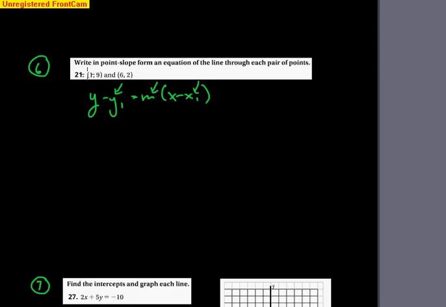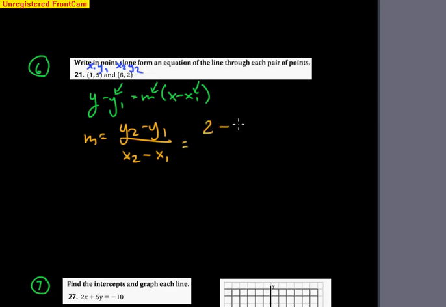Well, look at what you're given. You're given 2 points, 2 sets of x and y's. So I can use one of them for x1, y1. But what about the m? Well, if they give you 2 points, find the slope. The slope is y2 minus y1 over x2 minus x1. Label your points x1, y1, x2, y2, and plug them into the slope formula.